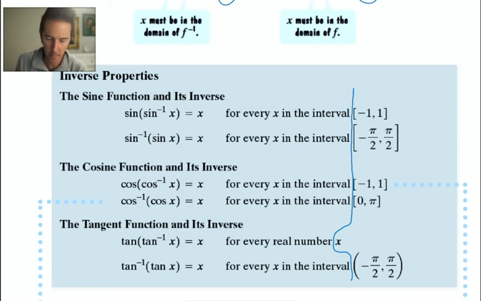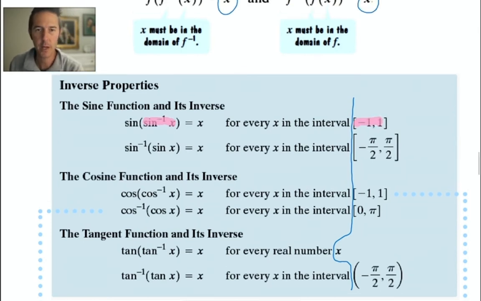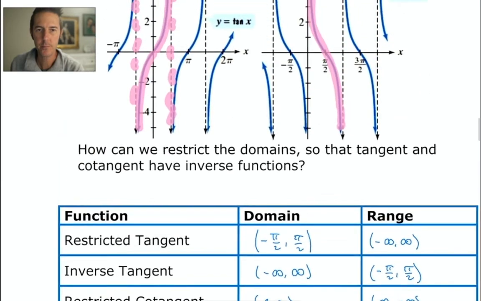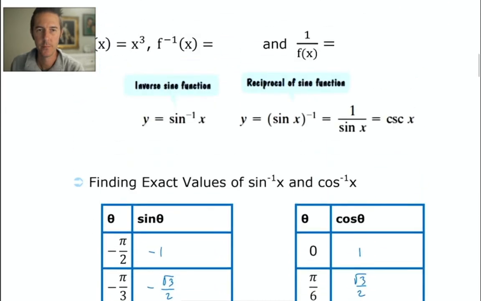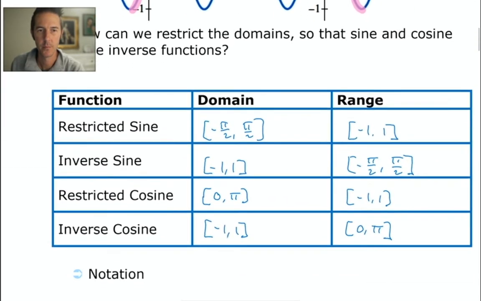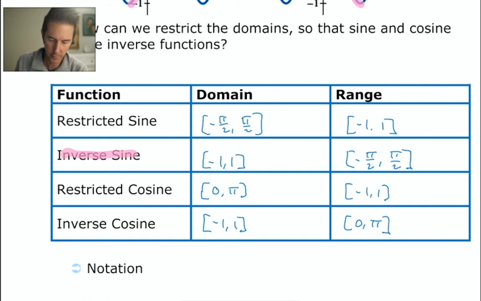Let's just look at one example. What's the domain of the inverse sine function? I bet it's from -1 to +1. Inverse sine function, domain, -1 to +1. How am I supposed to remember that? Great question. The domain of the inverse sine function is the range of the regular sine function.